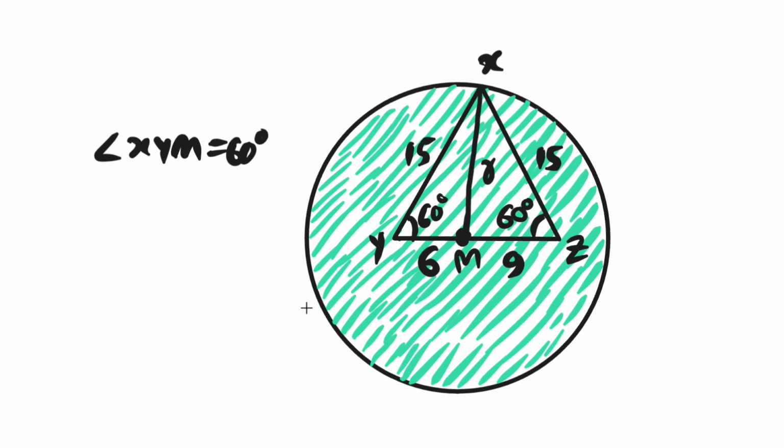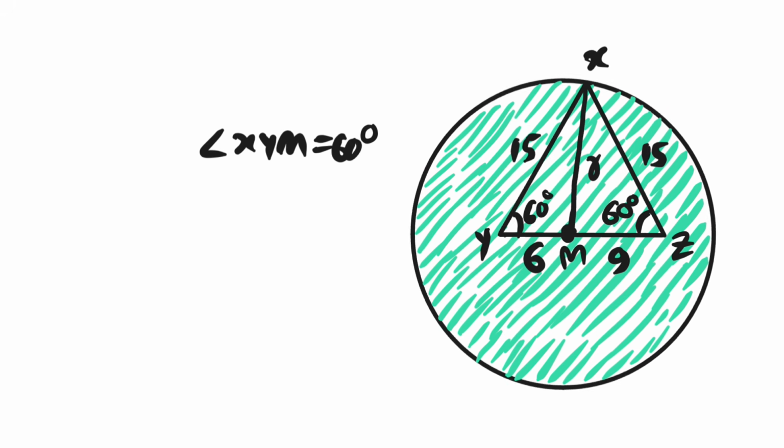At this point, we can focus on the smaller triangle XYM. In this triangle, we know that XY is 15 units, YM is 6 units, and the included angle XYM is 60 degrees. The remaining side XM is our radius R, so we have a triangle where two sides and the included angle are known, and we want the third side.